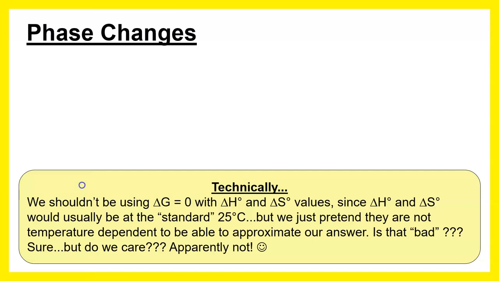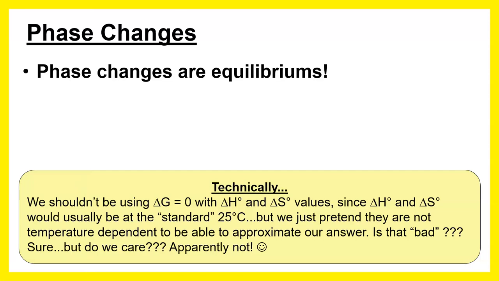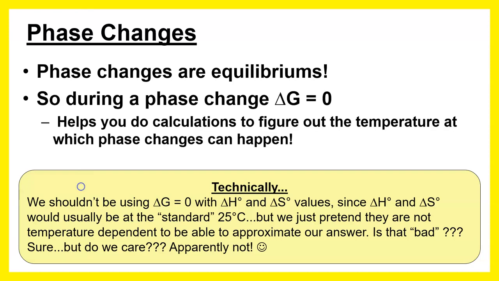All right, now, phase changes are equilibriums. People forget this. You go back and forth and back and forth. During a phase change, delta G is 0. That is a helpful thing because that will allow you to determine what temperature the phase change can occur at. If you know delta G equals 0, you know delta H and you know delta S, you can solve for T. What temperature does that phase change happen at?